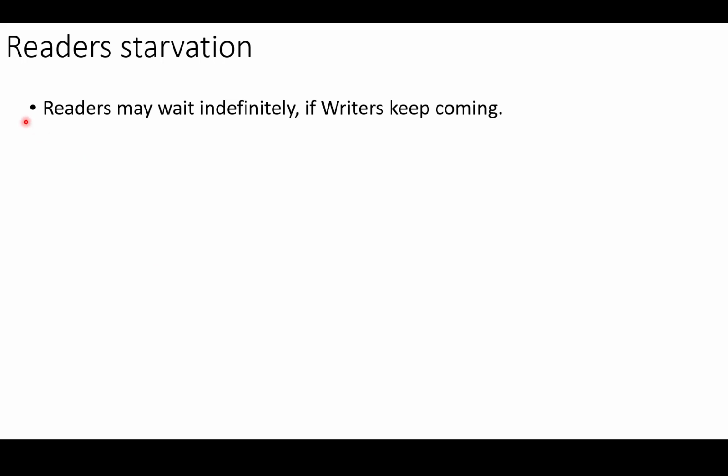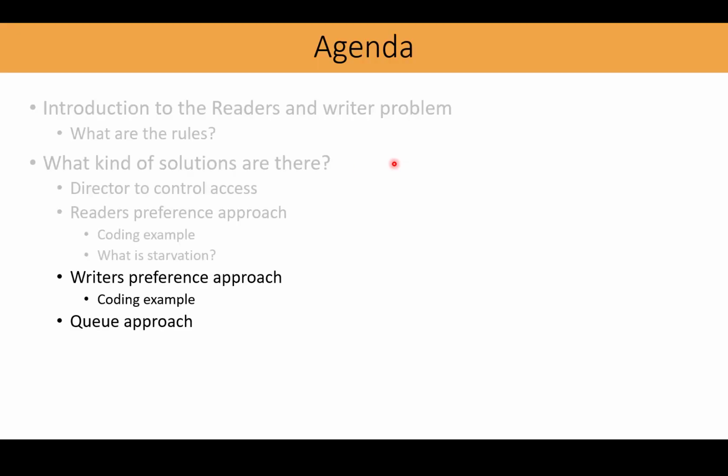So in this case, we may have reader starvation if I have the writer's preference. So, a reader's preference which may cause writer starvation, a writer preference which may cause reader starvation, and then we have a queue approach which will make sure that everyone gets their time, but it might be a bit slower because we don't have nearly as many readers at the same time.